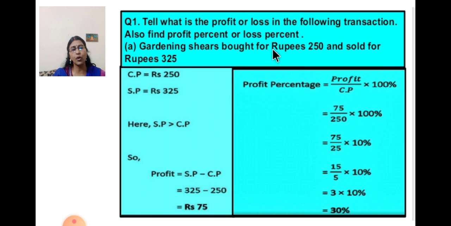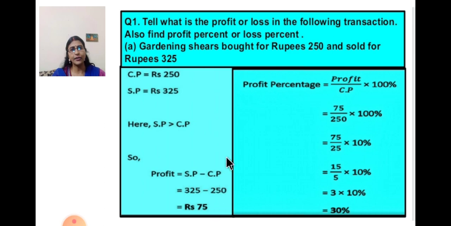Gardening shears bought for rupees 250 and sold for rupees 325. So here cost price is equal to rupees 250 and selling price is rupees 325. Now you can compare the values here. Selling price is bigger than cost price, so there is a profit, and the profit is SP minus CP. So you will subtract, you will get rupees 75.